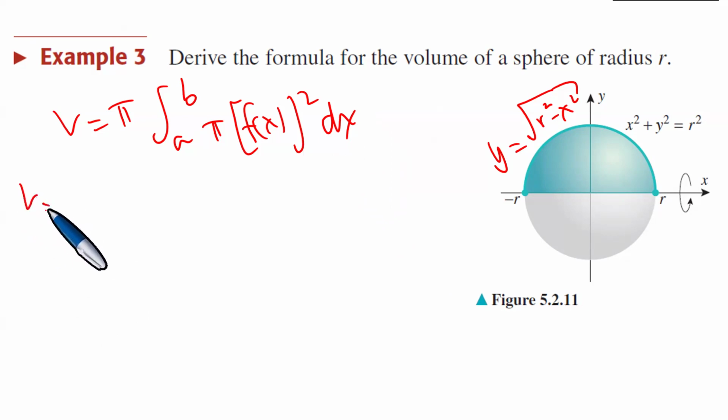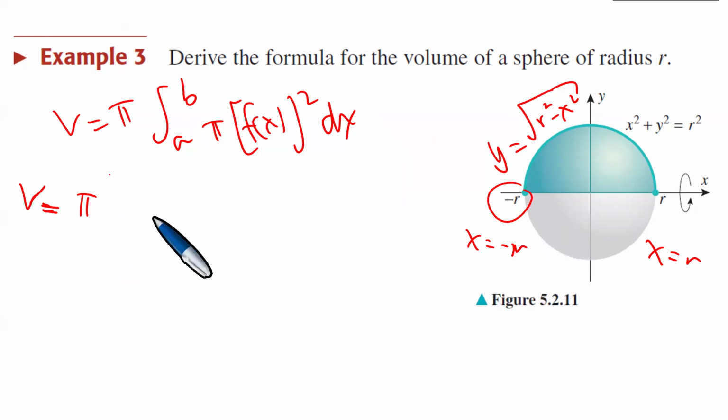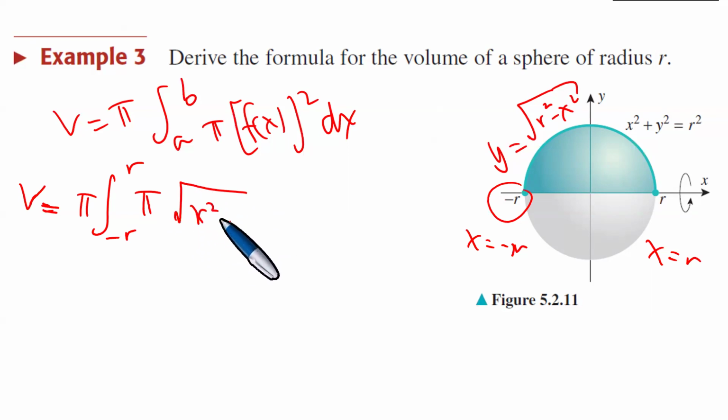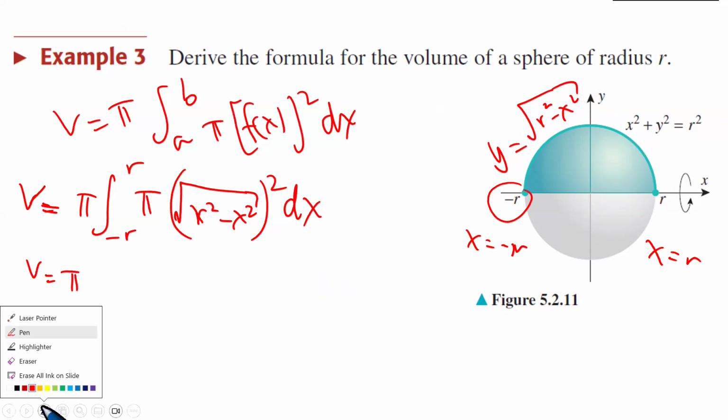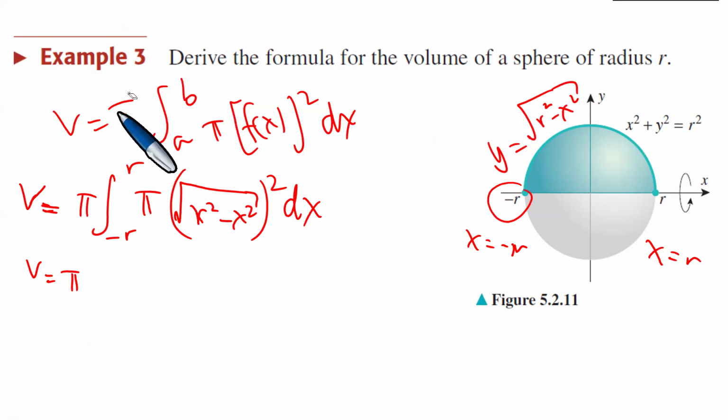Okay. And therefore, what is the volume? Pi. Now, this one, the volume is going to be from x equals minus r to x equals r. Minus r to r, pi. What is f of x? It is exactly the square root of r squared minus x squared, squared dx. Pi. Oh, okay. You see, there's a single pi. Only one pi is there. There's not two of them. Okay.